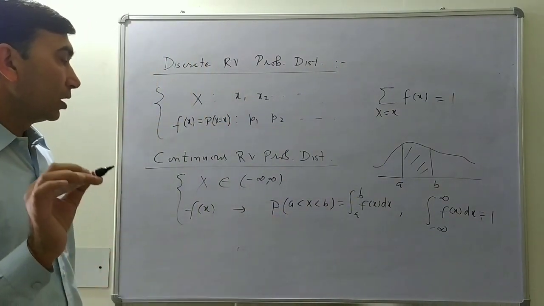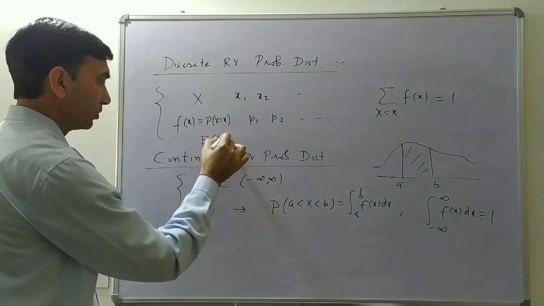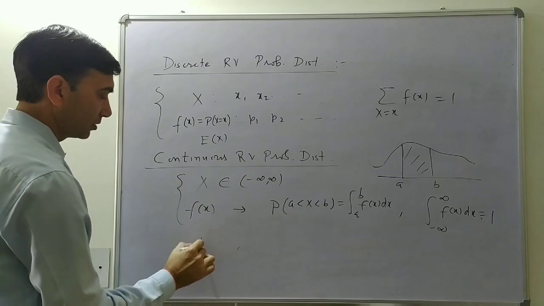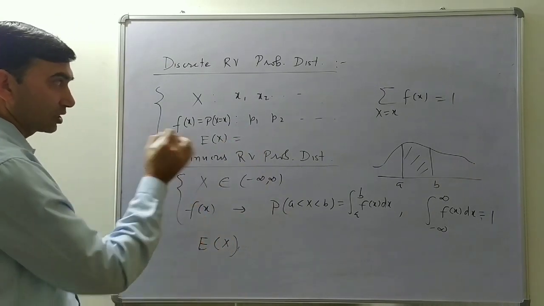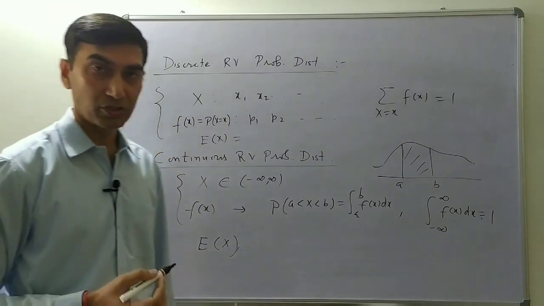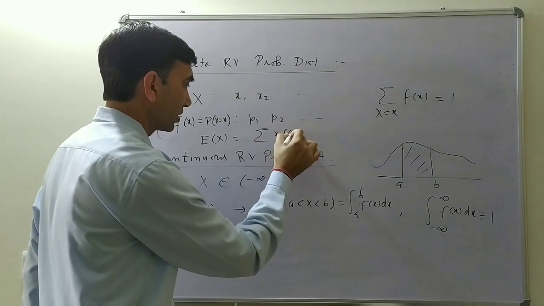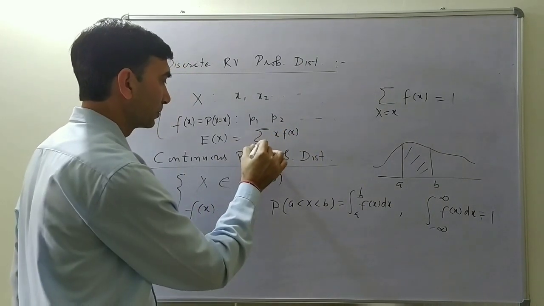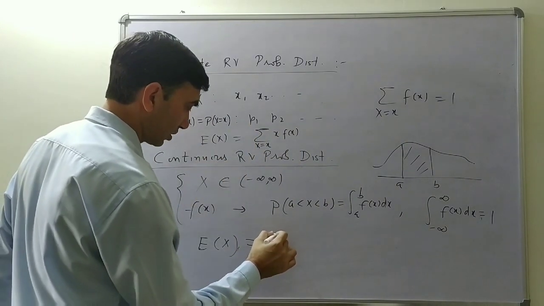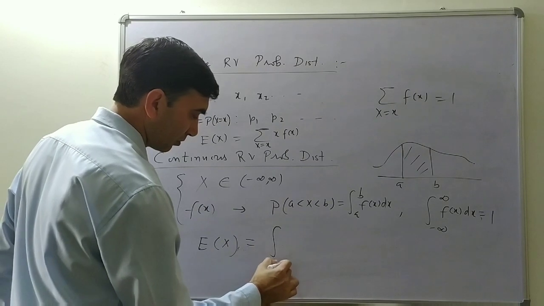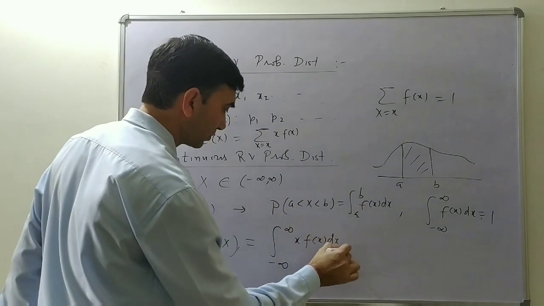Okay. Also, you should recall the definition of mean of x and variance of x in both cases. So what is the expectation in case of discrete random variable? It is summation x fx. And what is expectation in case of continuous random variable? Minus infinity to infinity x fx dx. Mean is denoted by mu.